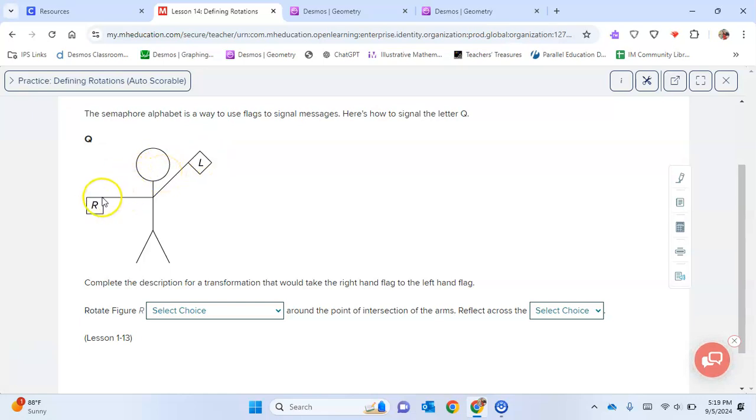And then you can see this angle is bigger than 90 degrees. So that's clockwise 135 degrees around the point of intersection of the arms, then reflect across. So the flag would be right here, so we would have to reflect it across his right arm or his left arm.